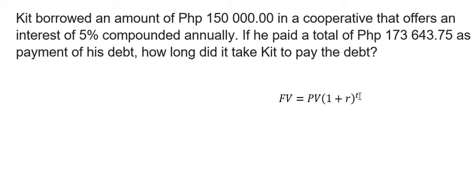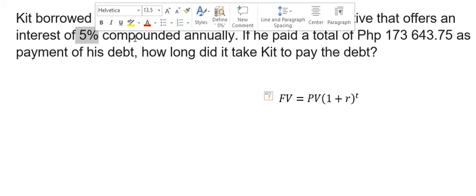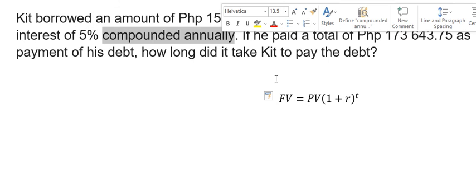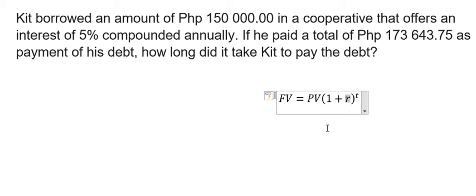So we need to know that the kid borrows this amount, that is the present value, and in the future he needs to pay this amount, that is the future value. The interest rate is 5% compounded annually, that is r. Now we just put all the numbers in here and then we can find the value of t.